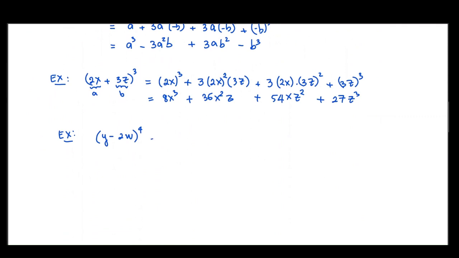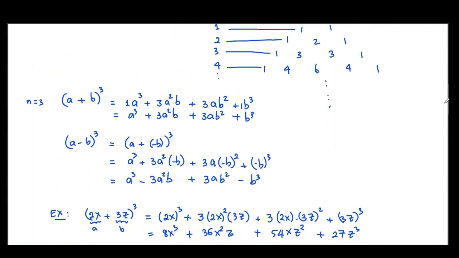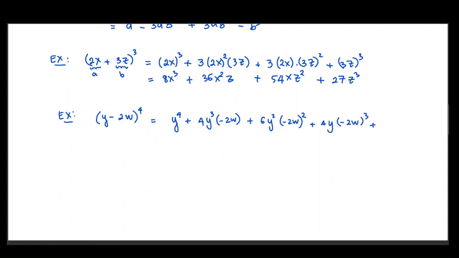So the first one would be 1, so y to the power 4, and then plus 4 times y to the power 3 and negative 2w, plus 6 y squared, and then negative 2w increases, so squared, and then plus 4, and then decrease the power here by 1, so we get y to the power 1, times negative 2w cubed, and the last one has coefficient 1, so we omit it, so we have plus negative 2w to the power 4.